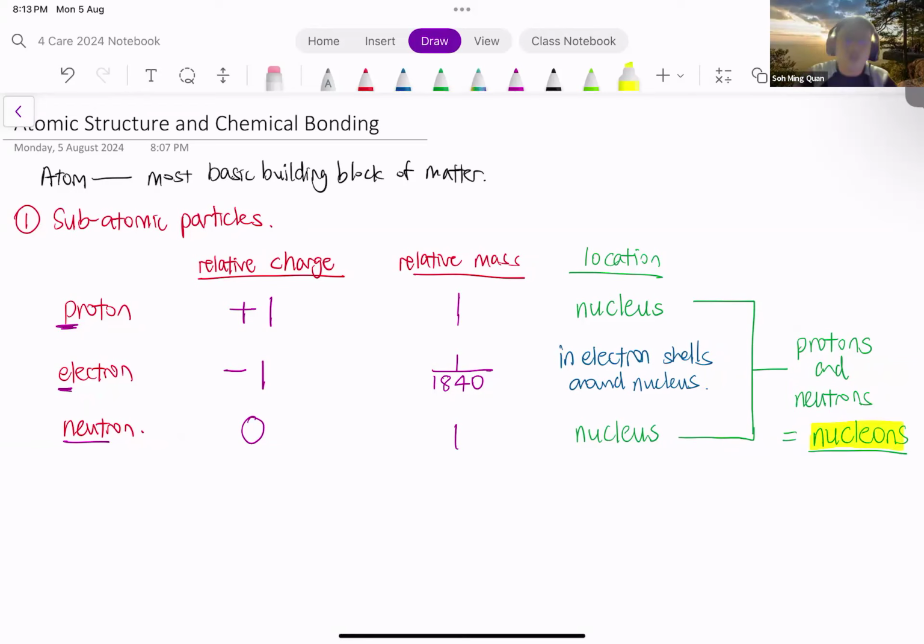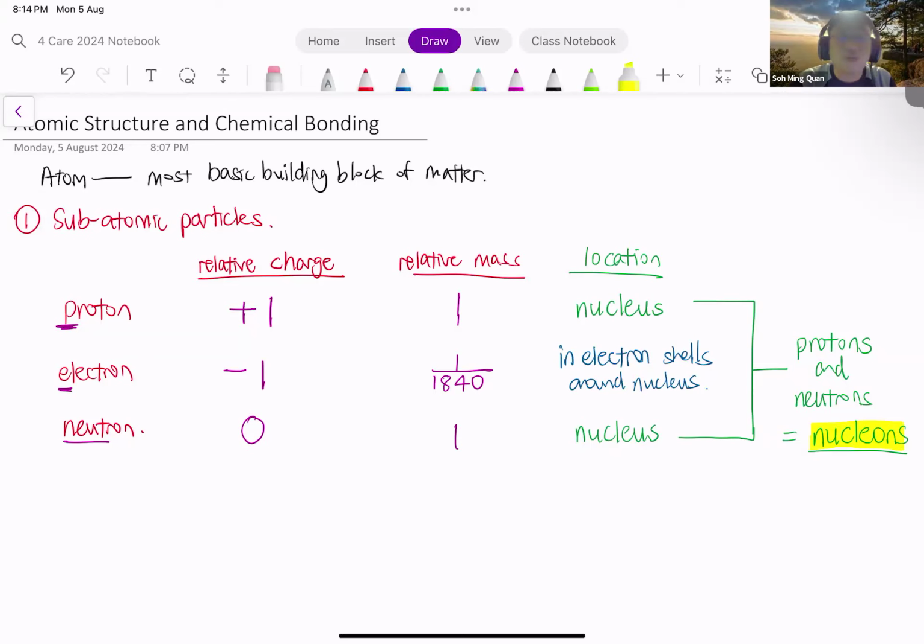That's why they are called nucleons. You see this word very often in TYS as well. They ask you, tell me what is the number of nucleons in this atom. So when we say nucleon, we mean proton and neutron added together. So that's the first application you need to know.